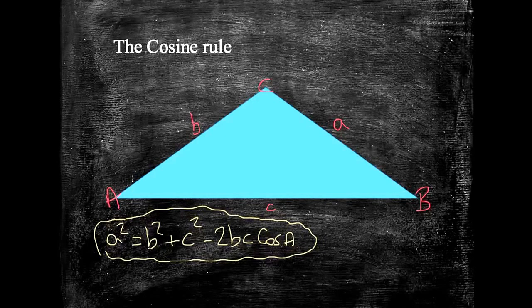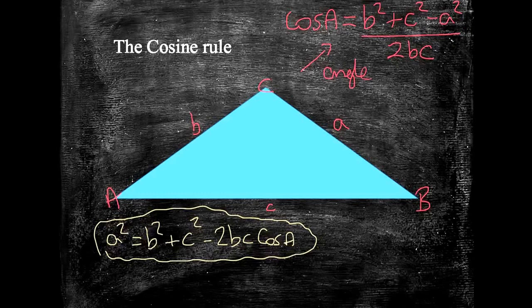A rearranged form of this is really useful, and this is something that I would recommend that you write down and learn. You can get away with doing it this way, but I'd always try and use the alternative version if we're finding a missing angle, and it's this: cos A equals b squared plus c squared minus a squared all over 2bc. So if you're trying to find an angle, then I'd use this form. Otherwise, go with the form that you've been given.